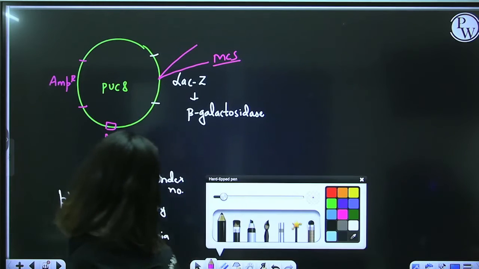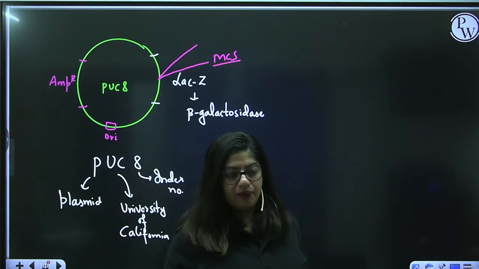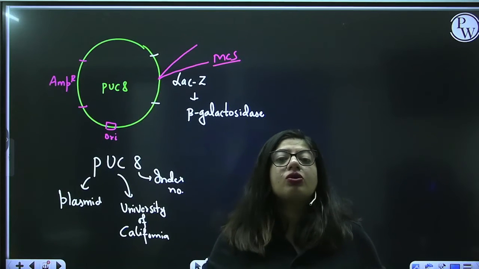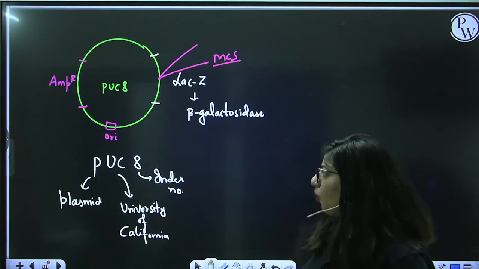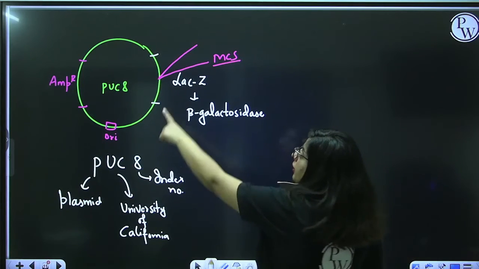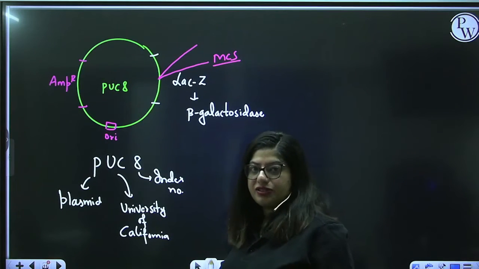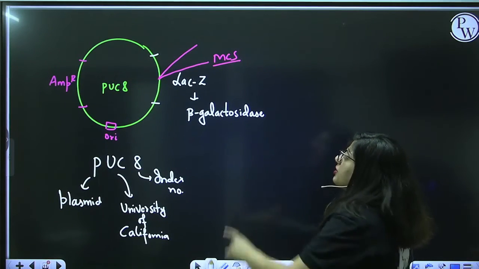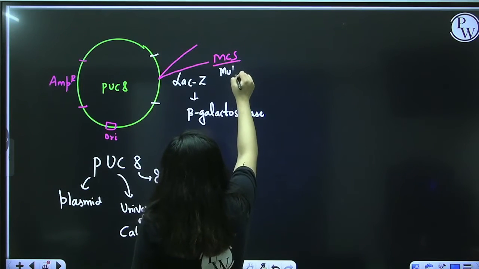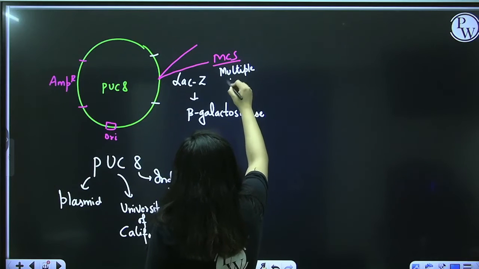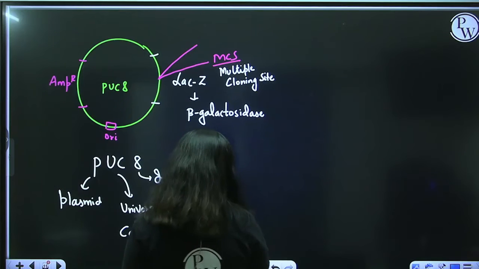Moving further, how will we use this plasmid to confirm the presence or absence of your foreign DNA? So for sure, we will add our foreign DNA inside the lacZ gene. We will add our foreign DNA in the lacZ gene by using any restriction enzyme which is present in the MCS. What is MCS? Multiple cloning site. Okay, now what do we do here?